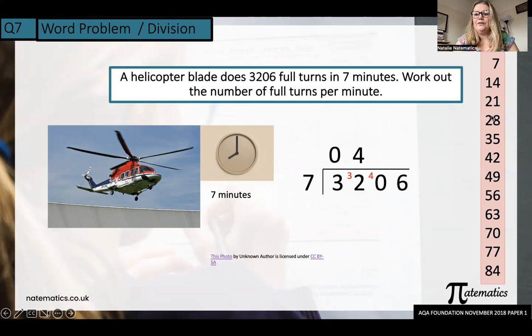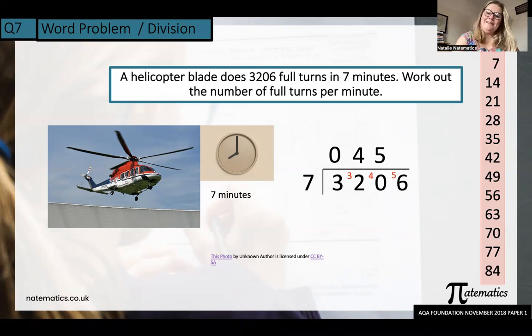So let's have a look then. So 1, 2, 3, 4, 5. Not quite enough for 6. So we've got 5, so we'll put 5 on the top. What's the remainder? Well, I've got 5 7s are 35. I needed 40, so I've got a remainder of 5. And that goes on to the next number.